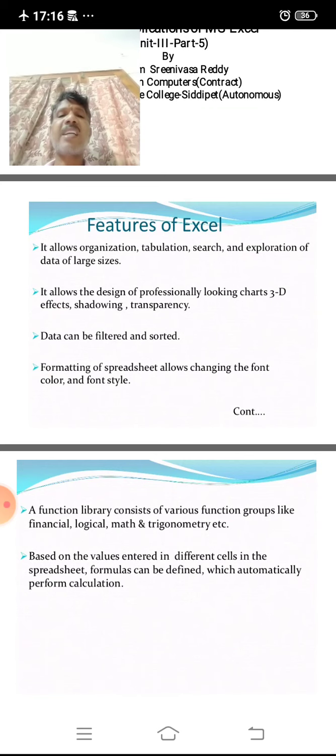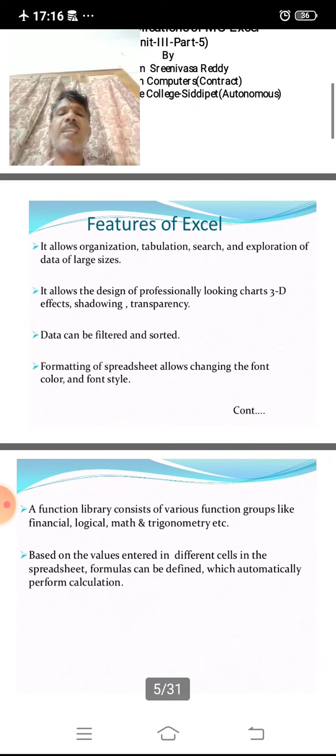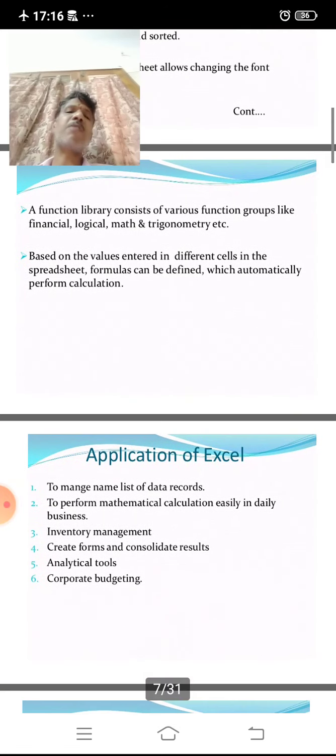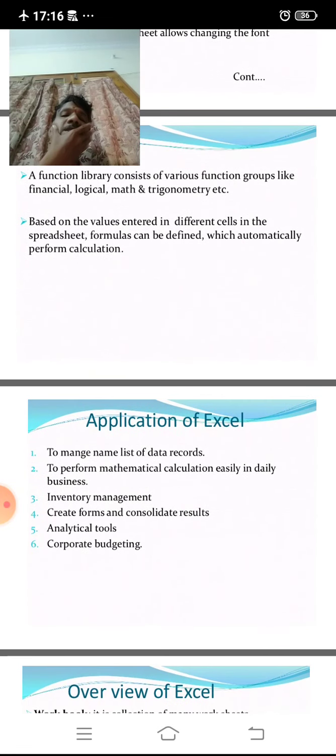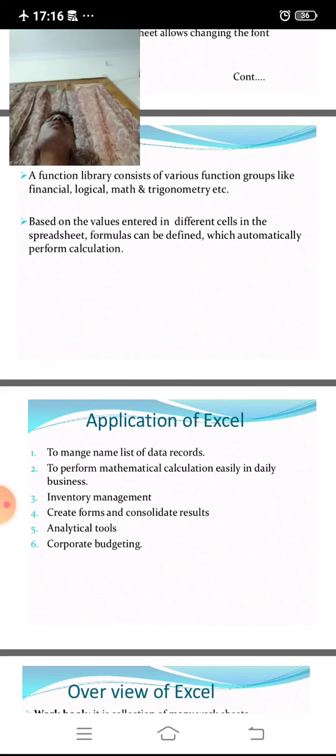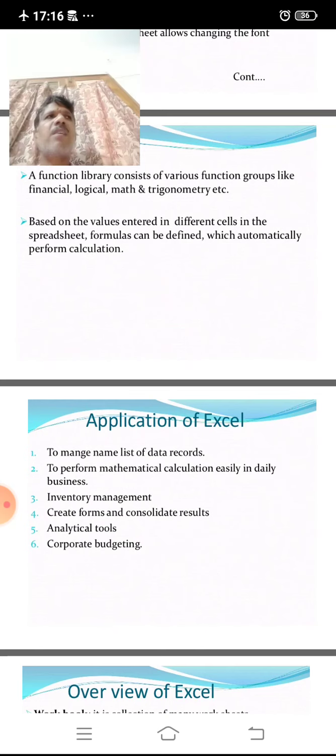A function library consists of function groups like financial, logical, and trigonometry, etc. Based on the values entered in different cells in the spreadsheet, formulas can be defined which automatically perform calculations. Some of the applications: MS Excel is used to manage lists of data records, that is preparing payrolls. Payroll is nothing but employee details with their salary statement.